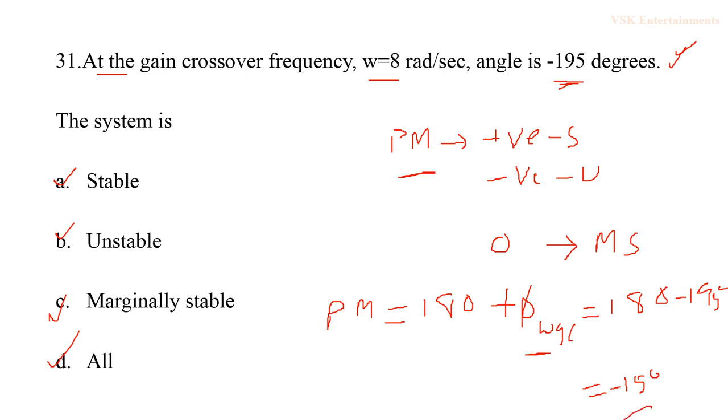Okay, here this phase margin value is negative. If phase margin is negative, what are the type of the system? Unstable system. So option B is the right answer for this one.